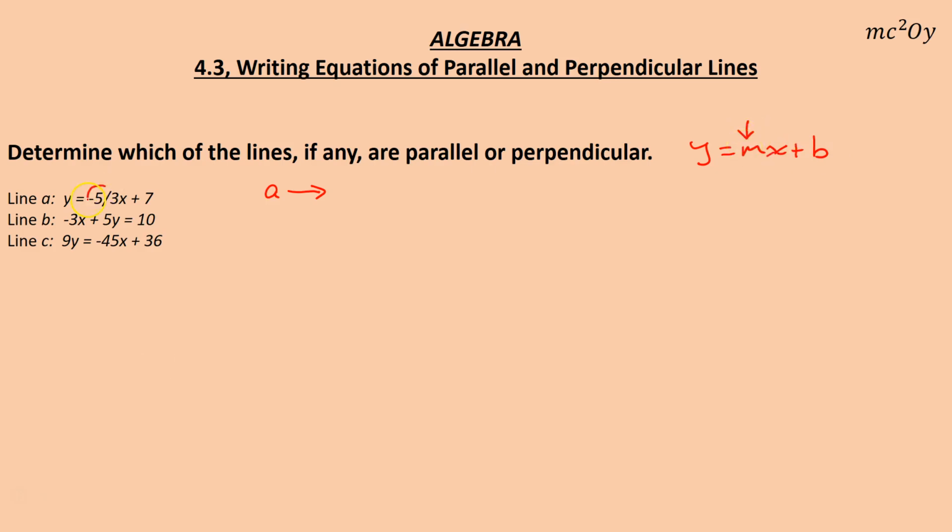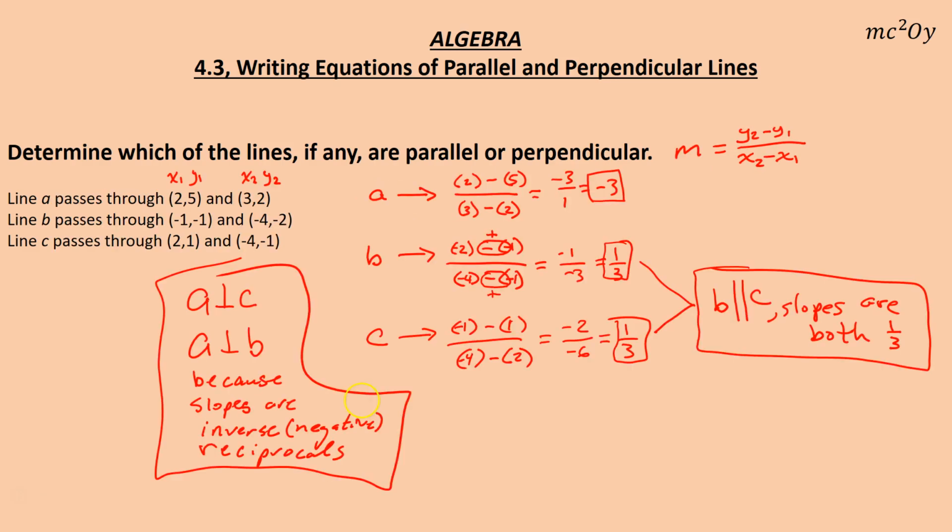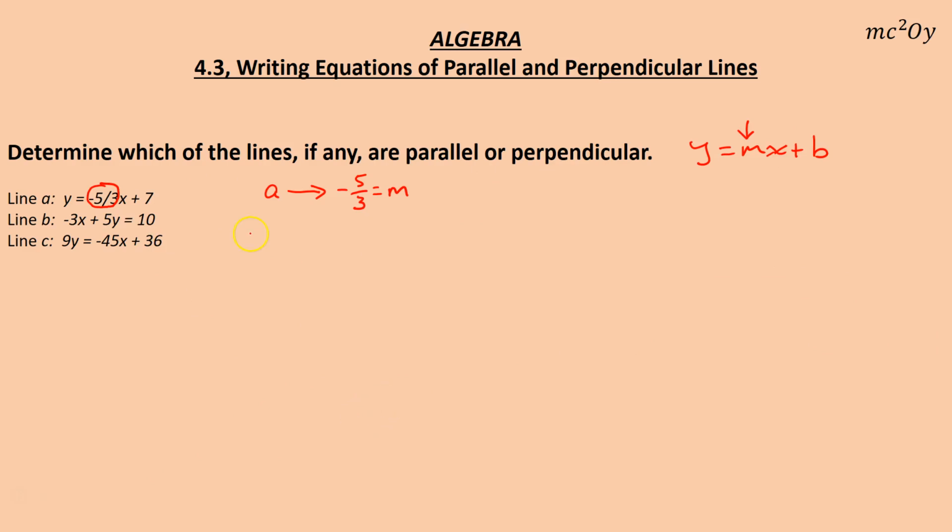So line A, it's already in y equals mx plus b, so the slope is -5/3, that's m. Okay. Line B, I actually have to do some math behind it. B, we have -3x plus 5y equals 10. And I'm going to try to get y by itself, so I'm just going to start manipulating my equation. I'm going to move these x's over. So I have 3x to both sides. Okay, that gets rid of it there. I'm left with 5y is equal to 3x plus 10.